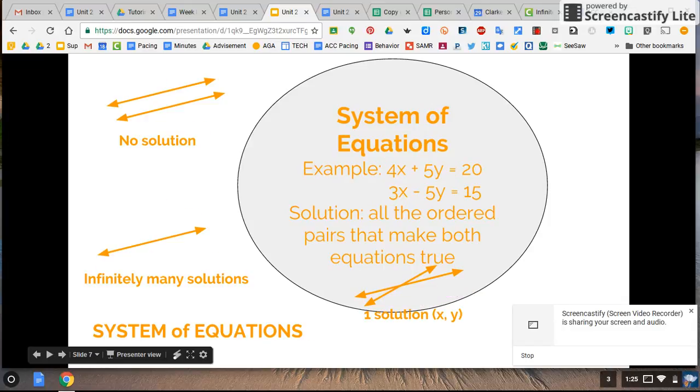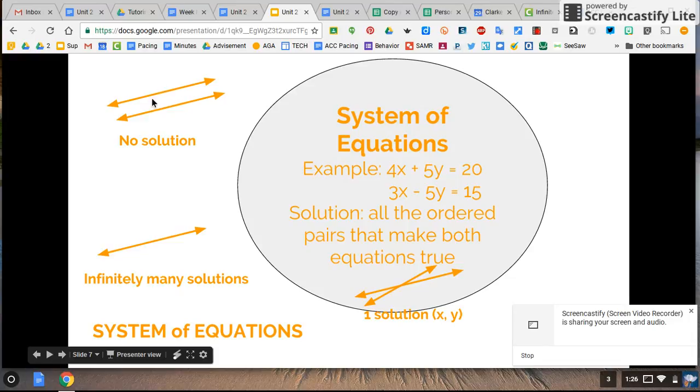The last type of thing that we did was system of equations. This is when you have two equations, or you could have more, and you find out where both equations are true. Usually that's an ordered pair. So as you can see on this diagram right here in the circle, these two lines intersect at one spot. So the ordered pair x, y would be the solution. It's the one ordered pair that lies on both lines.